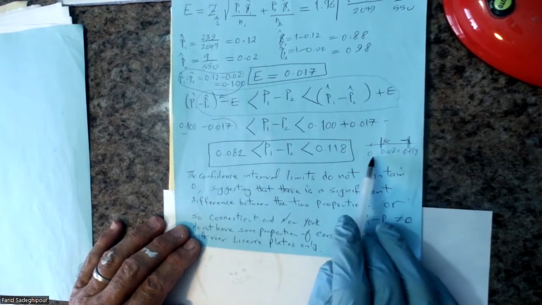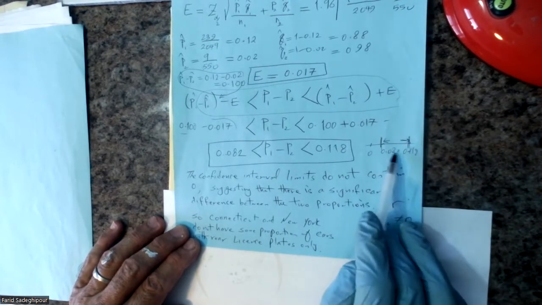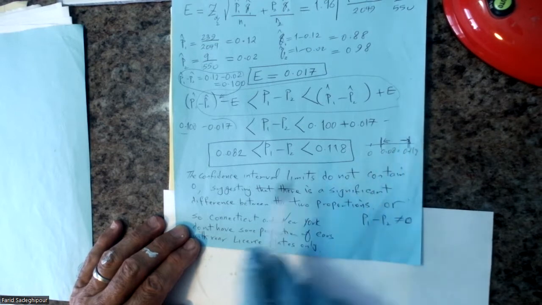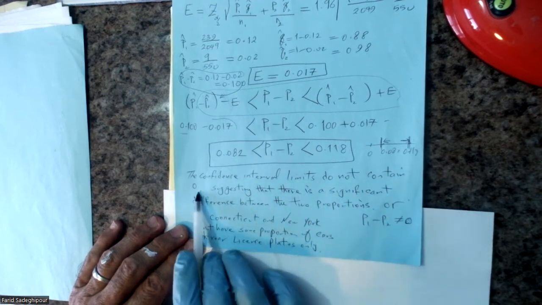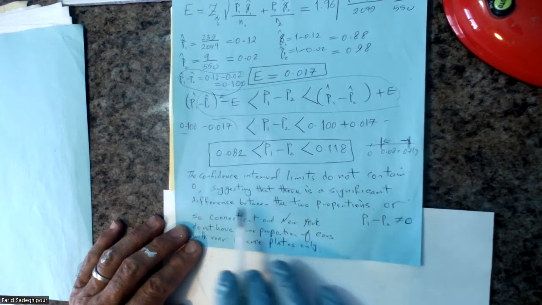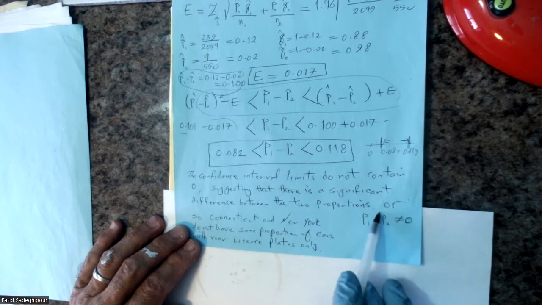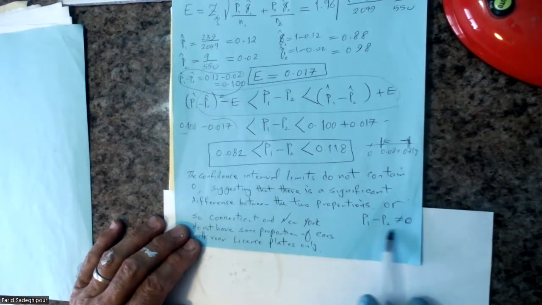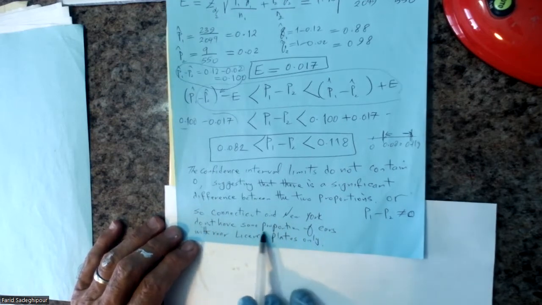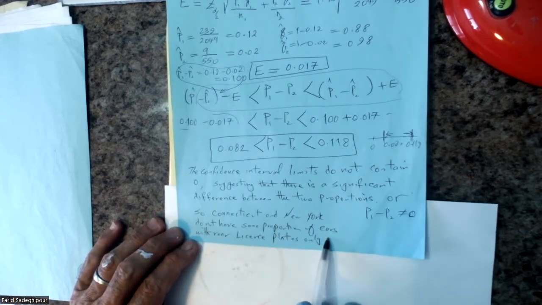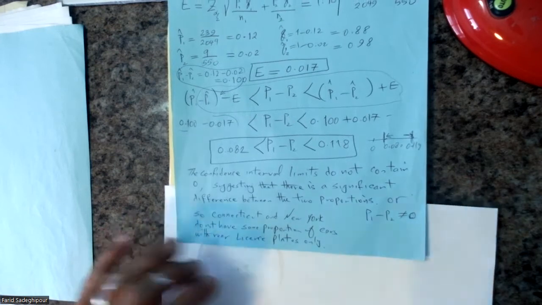Where does 0 fall? 0 is not within this range. So in that case, the confidence interval limits do not contain 0, suggesting that there is a significant difference between the two proportions, or P1 minus P2 is not equal to 0. So Connecticut and New York do not have the same proportion of cars with the rear license plate only.